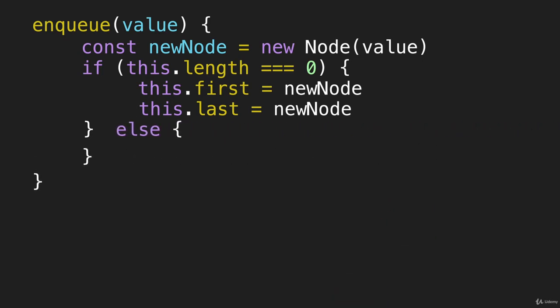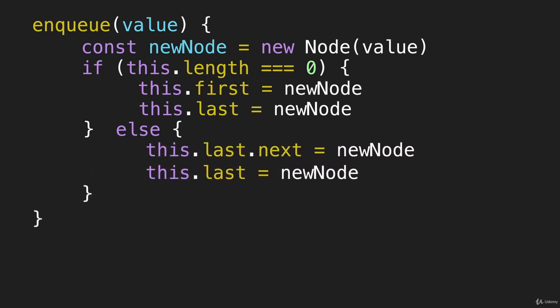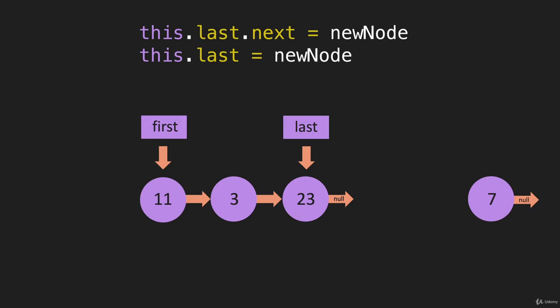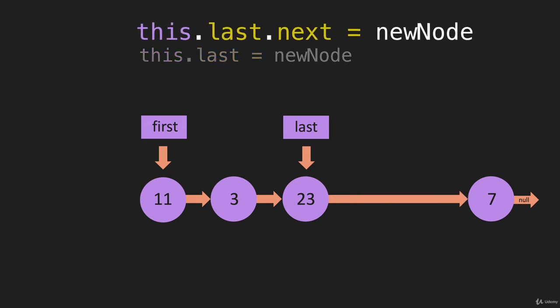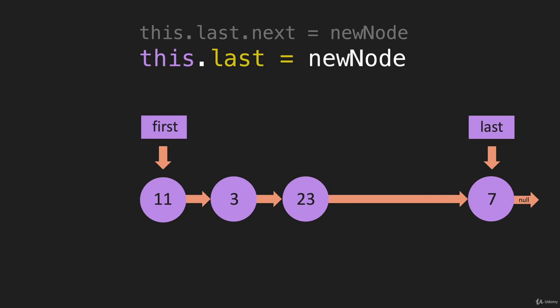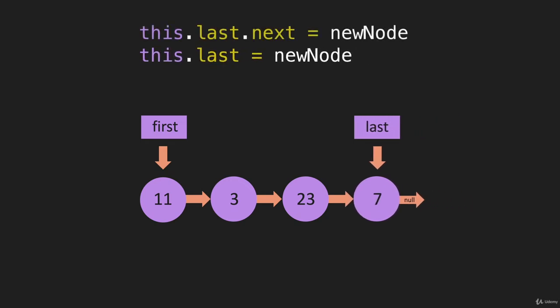Then we'll say else, and this is for if we have one or more items. Then we'll have these two lines of code. I'm going to focus in on these two like this. That first one, last.next equals new node. We'll do that. And then last equals new node. We'll point that last pointer over to the new node. And that adds that into the queue.